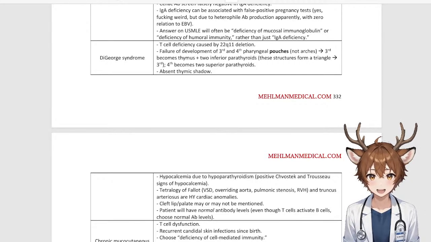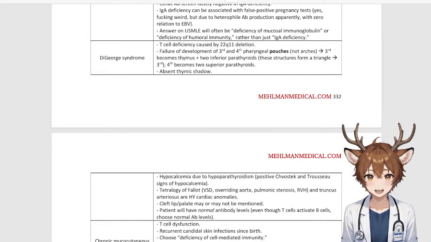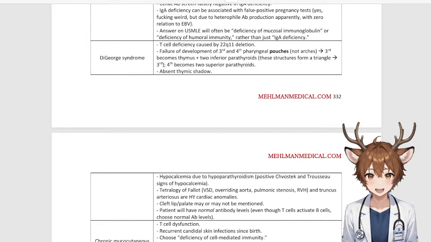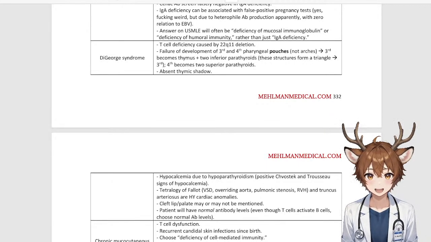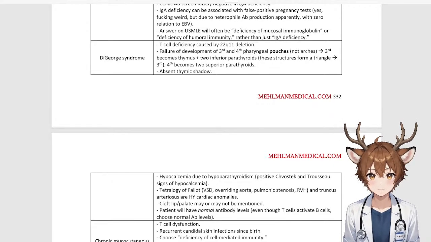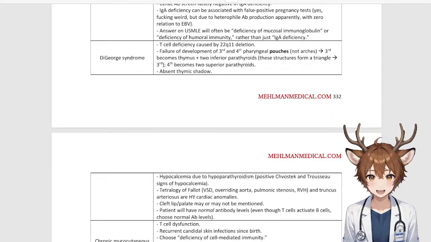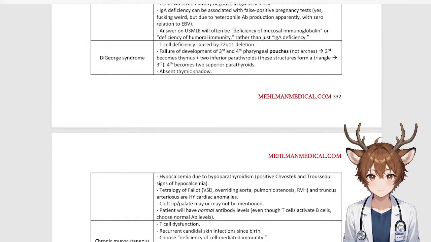DiGeorge syndrome: T-cell deficiency caused by the 22q11 deletion, failure of the development of the third and fourth pharyngeal pouches, not the arches, the pouches. The third becomes the thymus plus the two inferior parathyroids. These structures form a triangle. The fourth becomes the two superior parathyroids.